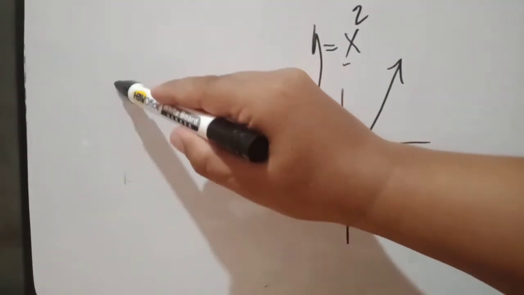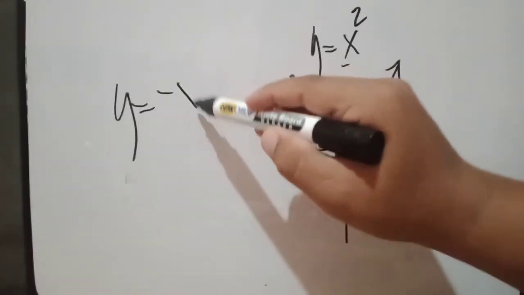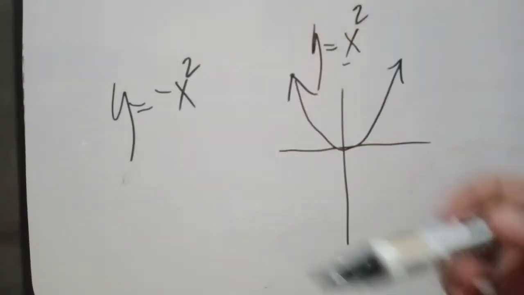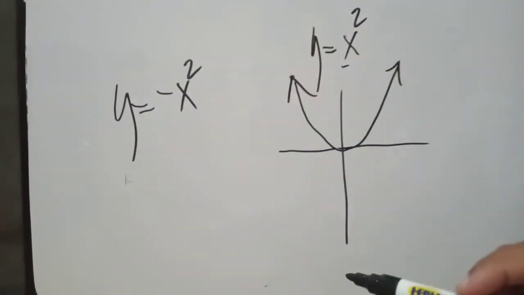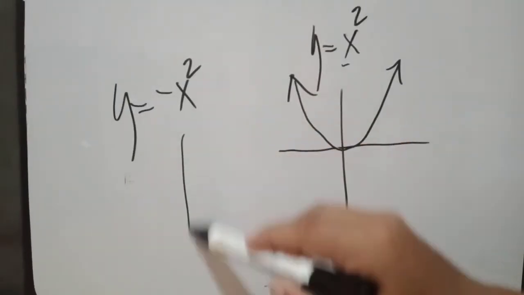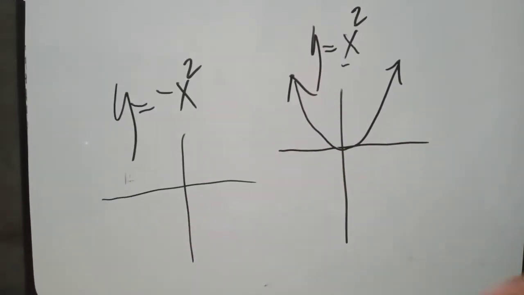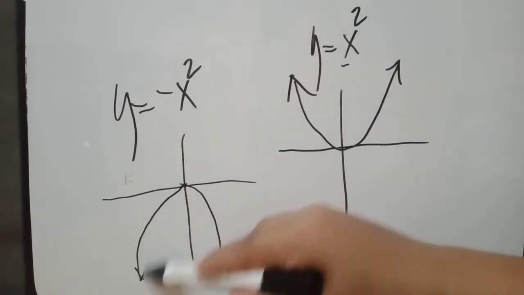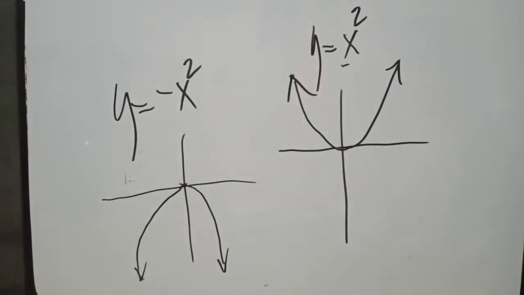If ever y is equal to negative x squared, the leading term is less than 0, and the exponent is an even number. So if ever you're going to graph that, the end behavior of the line must be going downward. Okay? So ganun lang siya kadali.